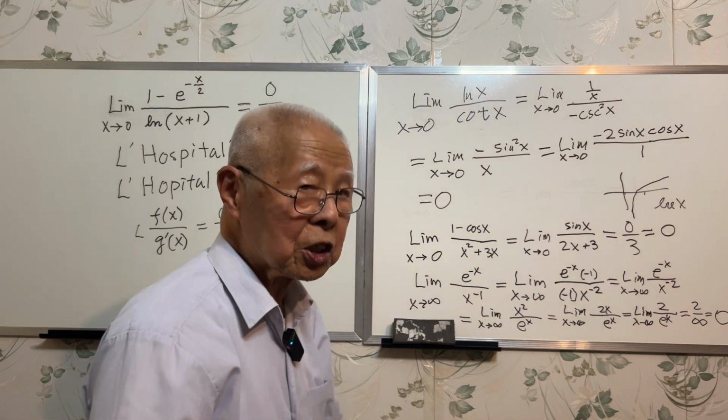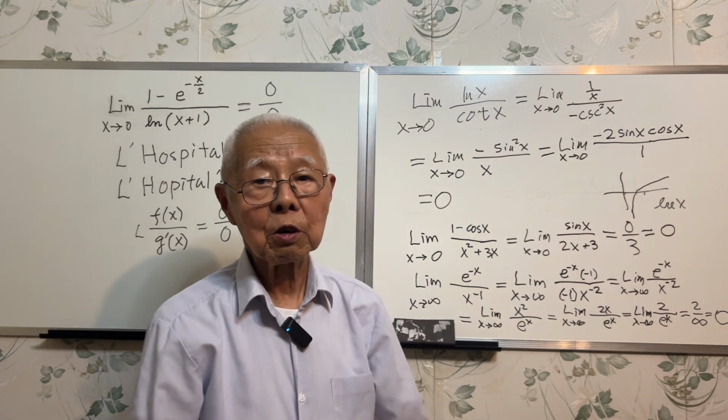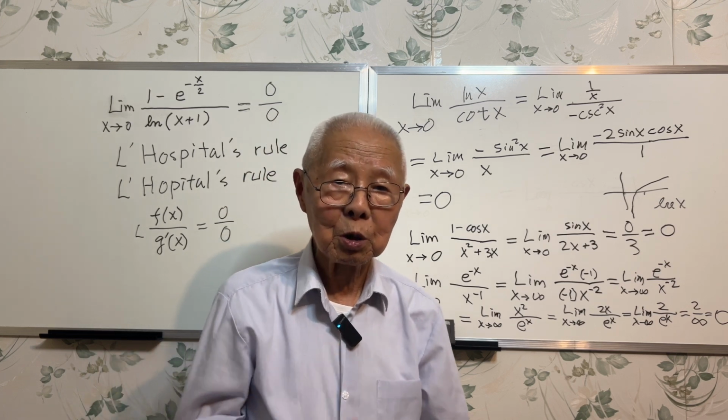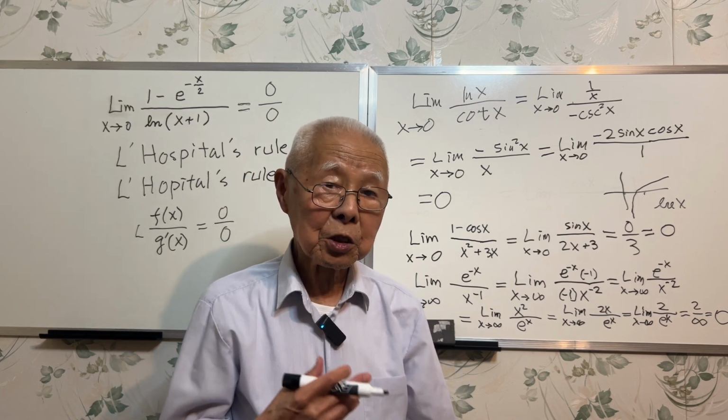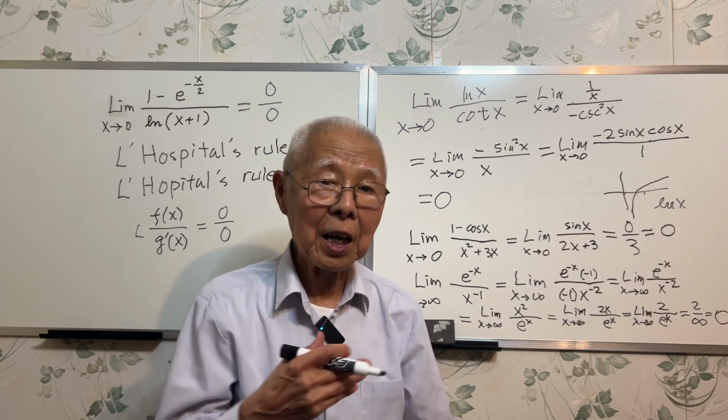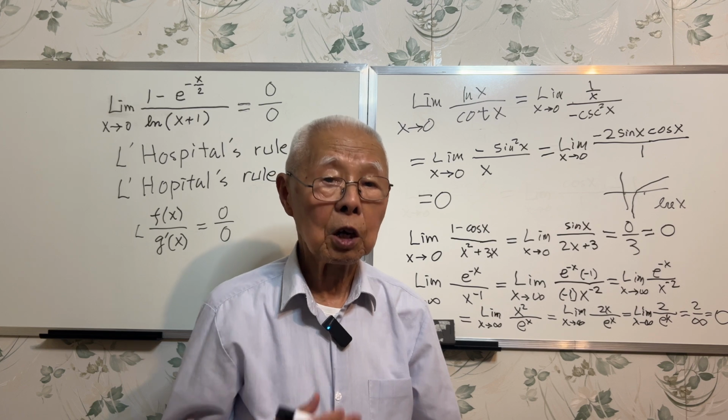So that is just about all. We have several examples, and we apply L'Hopital's rule. And when you get 0 over 0 again, you apply the theorem again and again, until you get a good answer.